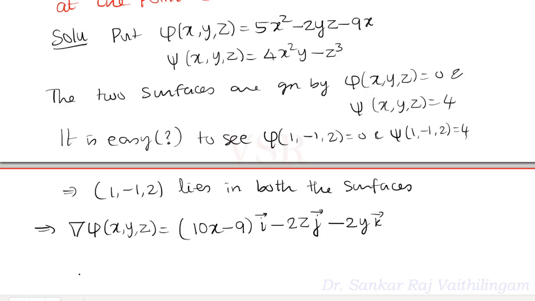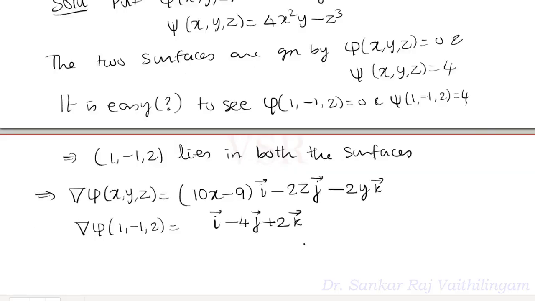So del phi at the point 1 comma minus 1 comma 2, என்னது அப்படின்னா x க்கு பதிலா 1, அப்போ 10 minus 9 வந்து 1, அப்போ i vector. அப்புறம் z க்கு பதிலா 2, அப்போ minus 4, minus 4j vector. ஓகே, y க்கு பதிலா minus 1, அப்போ 2 into minus 2, அப்போ plus 2, 2 into k vector. ஓகே, சரி, இதே மாதிரி இன்னொன்று என்ன கால்குலேட் பண்ண போகிறேன்?